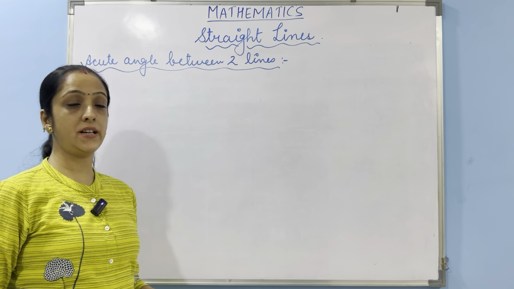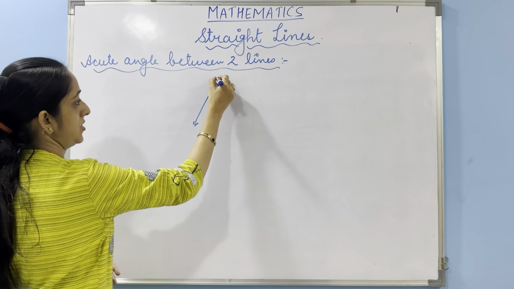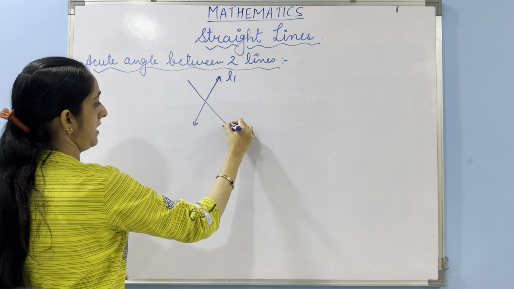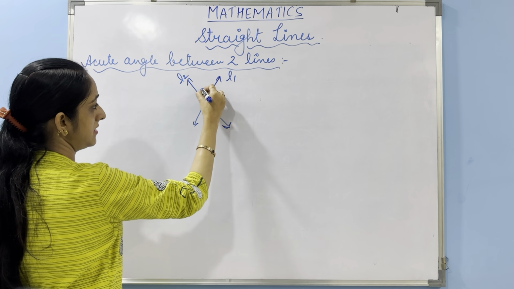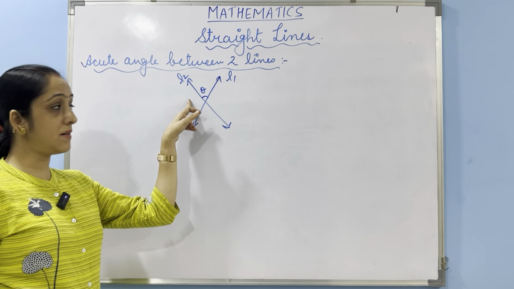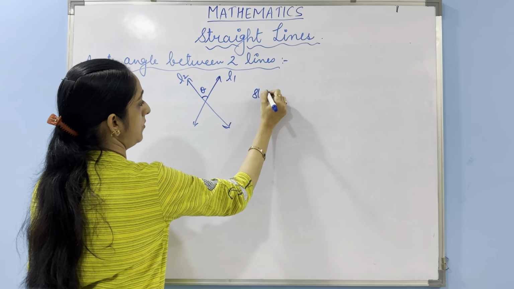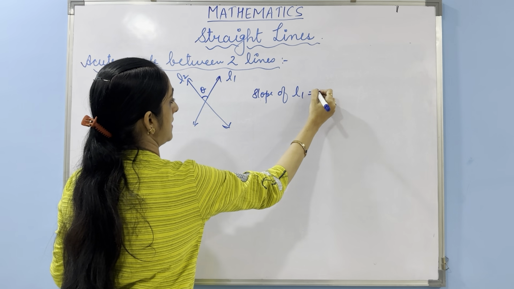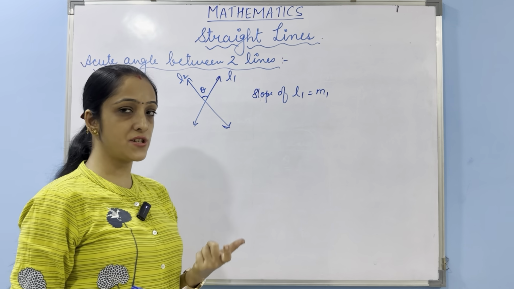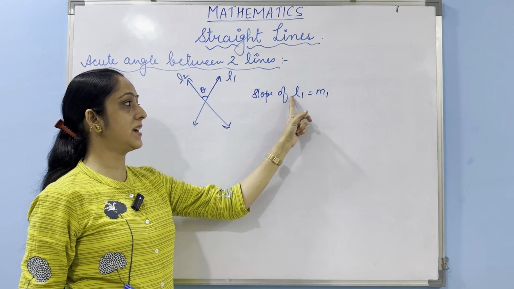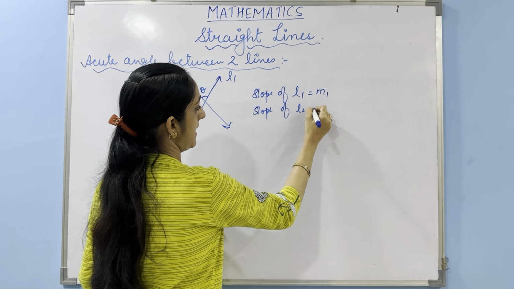Now, let's see formula to find acute angle between two lines. So, for that we need to consider two lines. Suppose two lines are L1 and L2 and they are intersecting at this point. Now we are interested in finding acute angle theta between these two lines, L1 and L2. Now suppose slope of L1 is m1. As you know that slope is represented by small letter m. So to just differentiate between slopes, we are writing for L1 it is m1 and slope of L2 is m2.